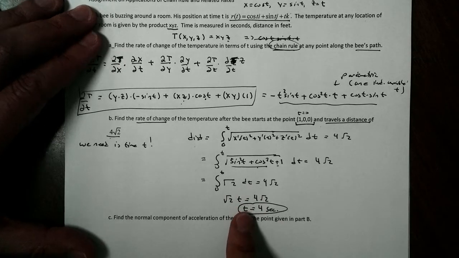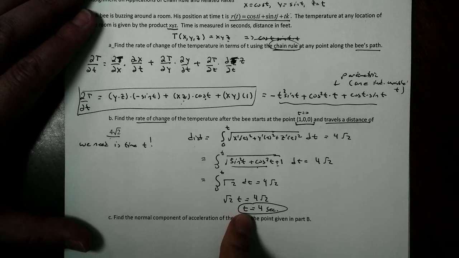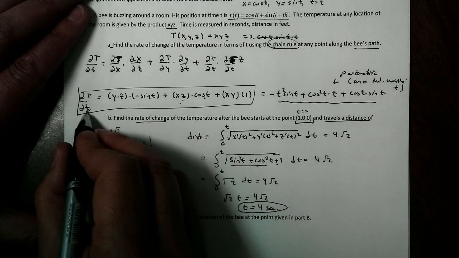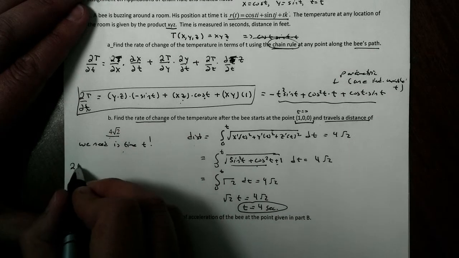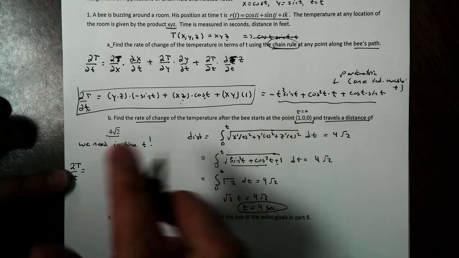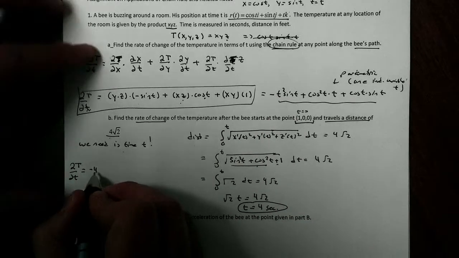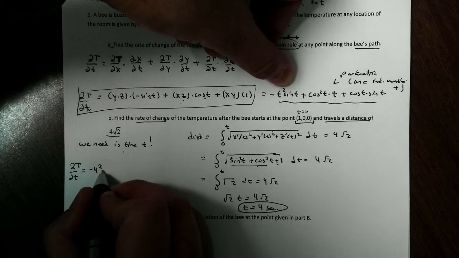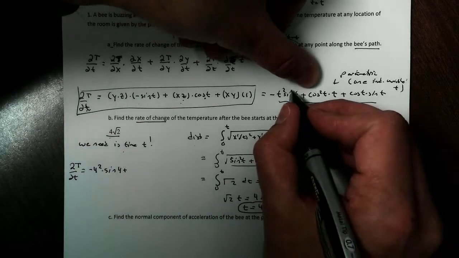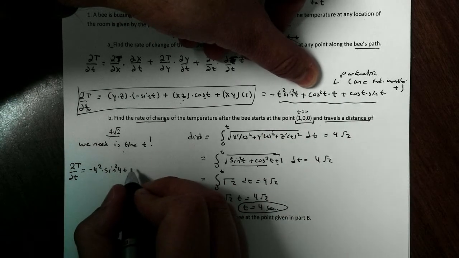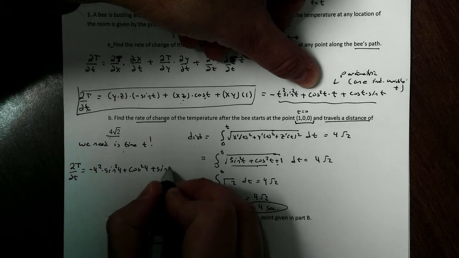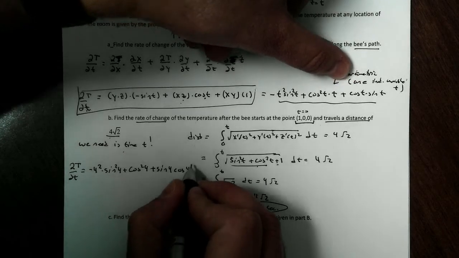Now that I know how long it took the bee to travel, now I can actually calculate the rate of change of temperature with respect to time. See, that's why you had to find time. So now I can find my partial t with respect to time, and I can plug this into our values right over here. Well, this becomes negative 4 squared times the sine squared of 4, sorry about that, plus cosine squared of 4 plus sine 4 cosine 4.